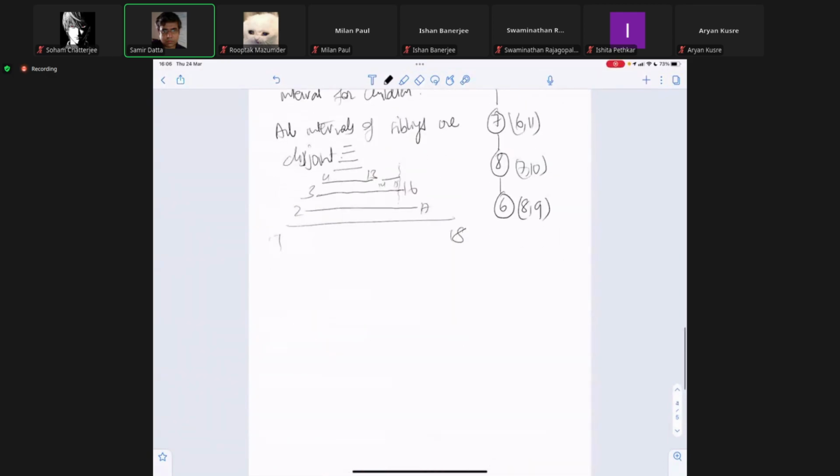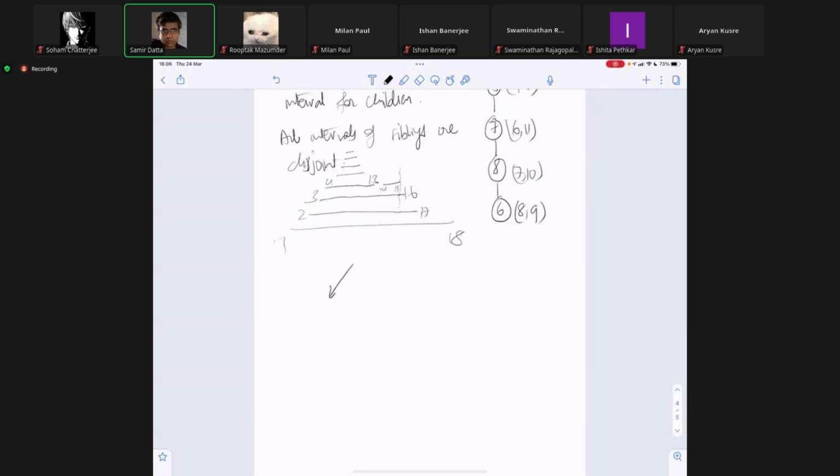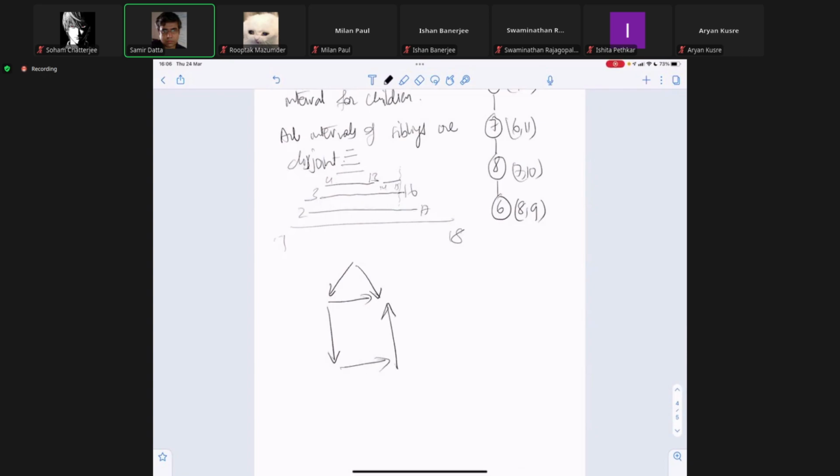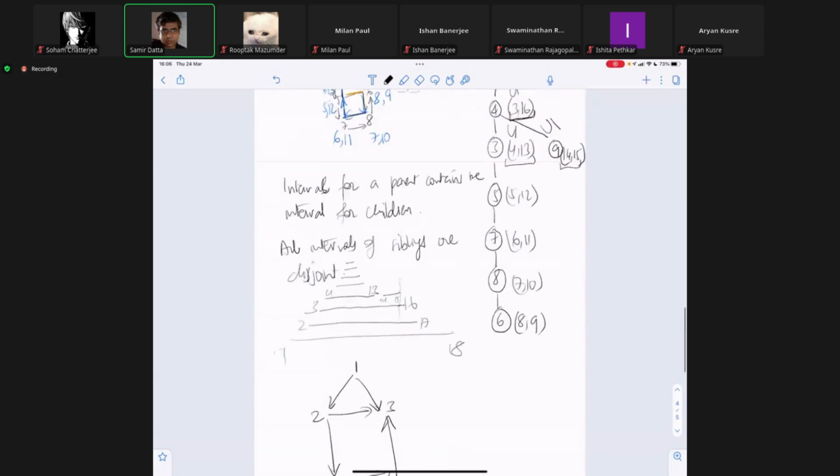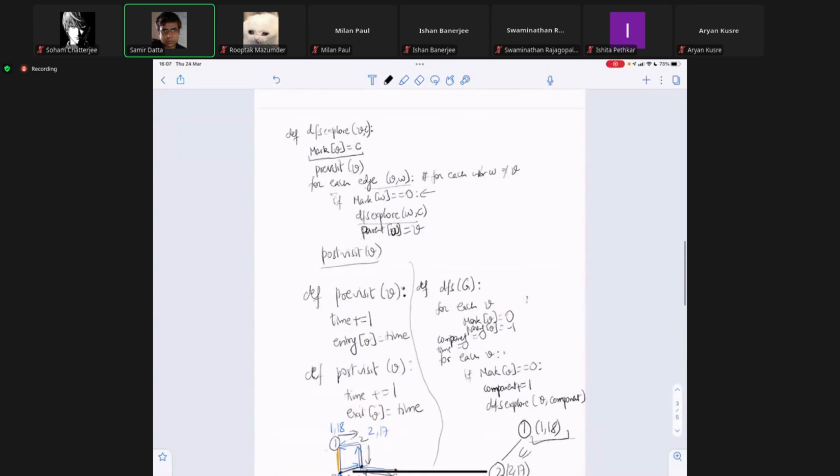So let's take an example. If you have something like this, this is a directed graph, let's say some directed graph, correct? Now, what would happen? Let me give numbers to these. 1, 2, 3, 4, 5, correct? Let me copy and paste the DFS Explorer here for your convenience.